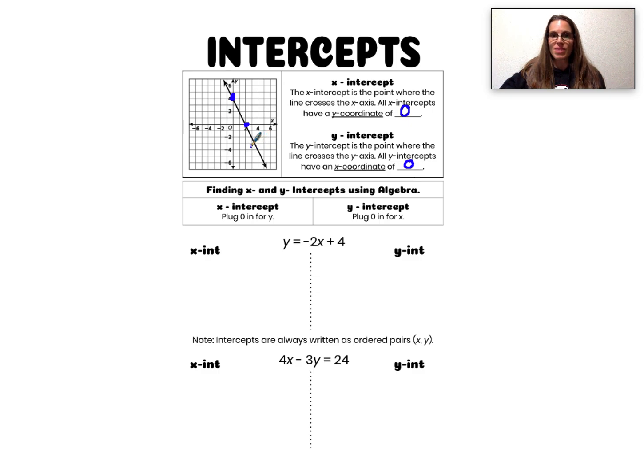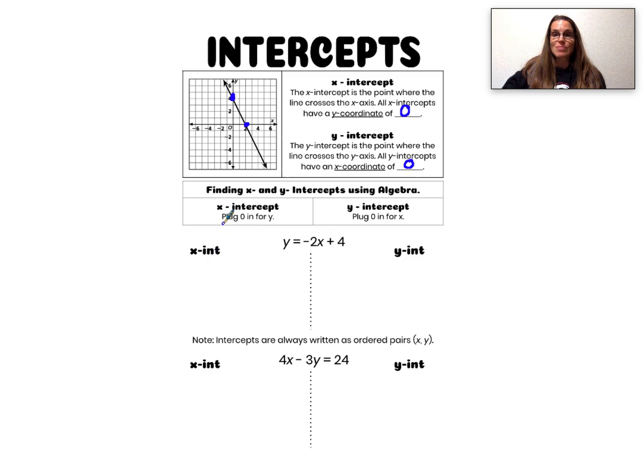We can use this information to find either the x or the y-intercept of any equation. If we want to find the x-intercept, we just plug in 0 for y and solve for x. If we want to find the y-intercept, we plug in 0 for x and then solve for y. Let's do that. So the x-intercept.